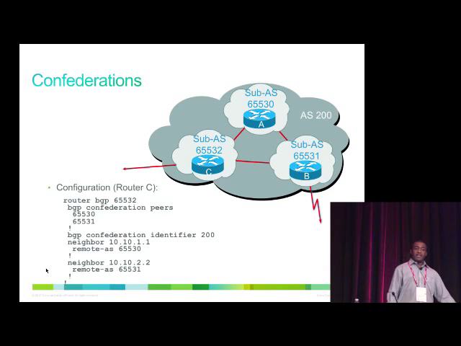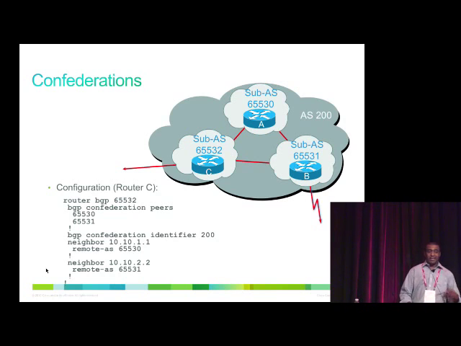Okay. Here is an example. So here you have AS200 with 3 confederations, AS65530, 65531, and 65532. Usually the private ASN number is used for confederation. And you have eBGP between confederations and iBGP within the confederation. You can have an iBGP mesh within the confederation, or you can even mix route reflector in the confederation itself.